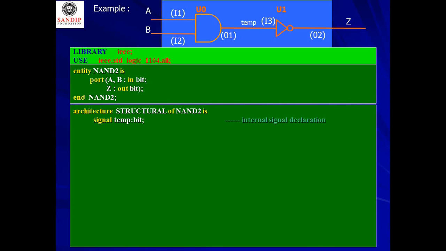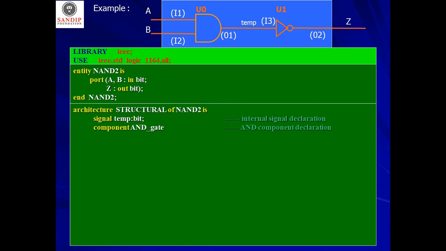Here we have to declare the internal signal declaration. Here temp is the internal signal which interconnects the output of AND gate to the input of NOT gate. Hence it is declared as a temp interconnect signal. Signal temp colon bit component.